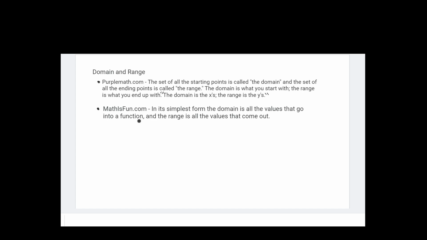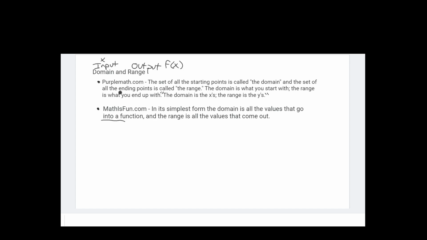Math is Fun also has a great definition. It says, in its simplest form, the domain is all the values that go into a function, and the range is all that comes out. So you might hear people say domain is input and range is output. So input, you plug X into the function. The output gives you f of X, which is function notation.